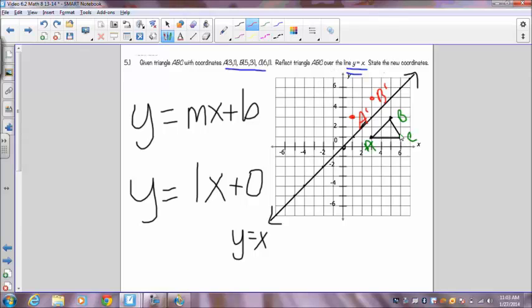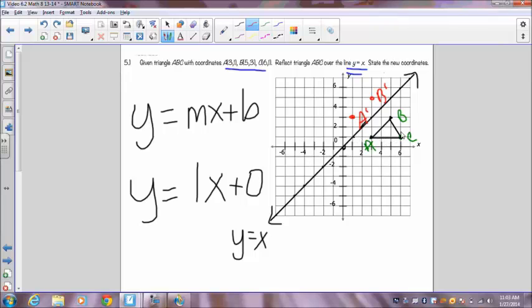Here's my C value. I can either go up to get to my line or I can go left to get to my line, but it's a different number this time. So to get to my line, I can go up 1, 2, 3, 4, 5, or I could go left 1, 2, 3, 4, 5.